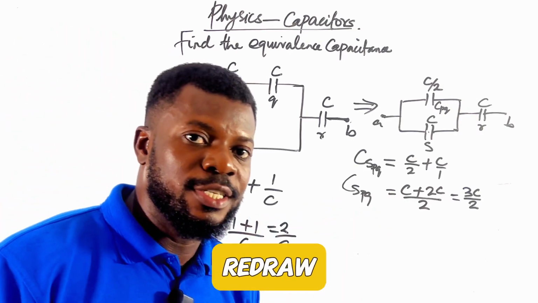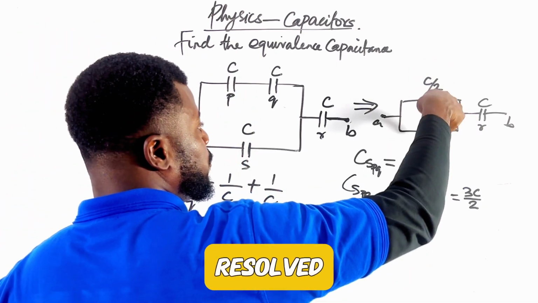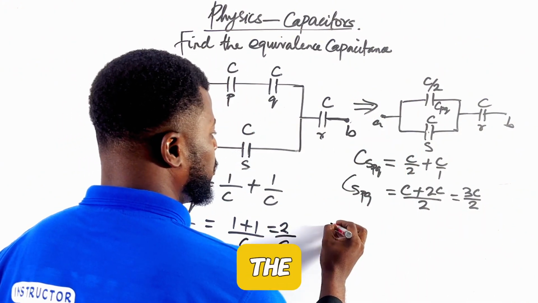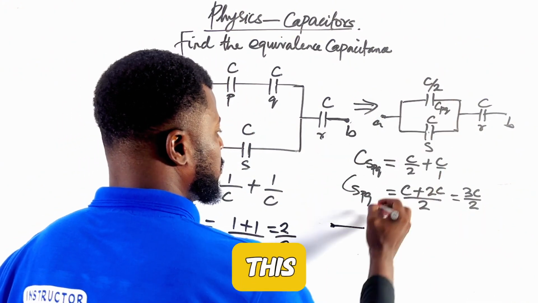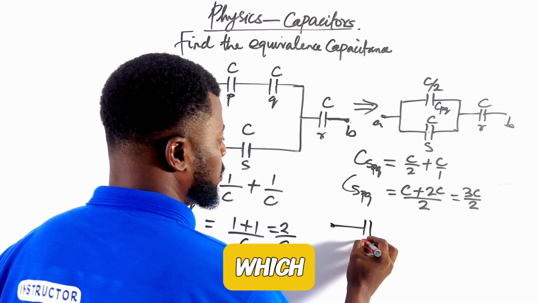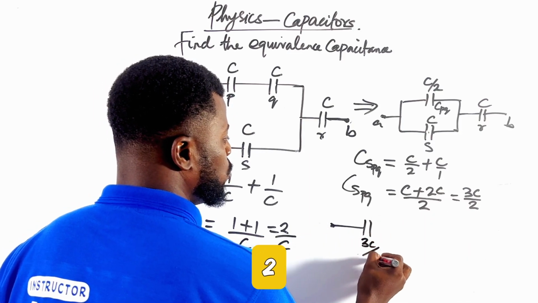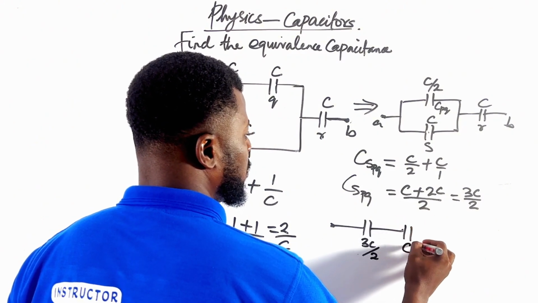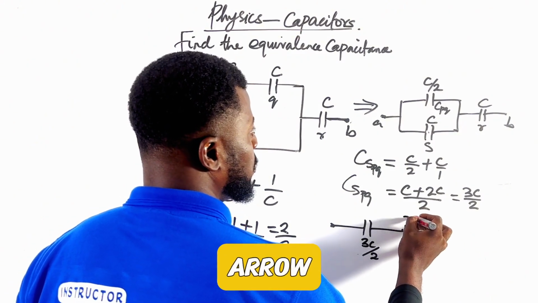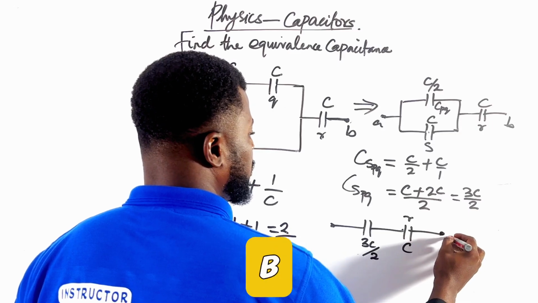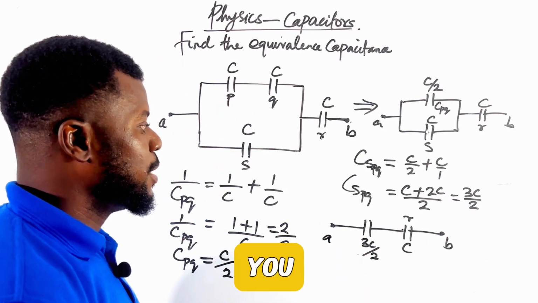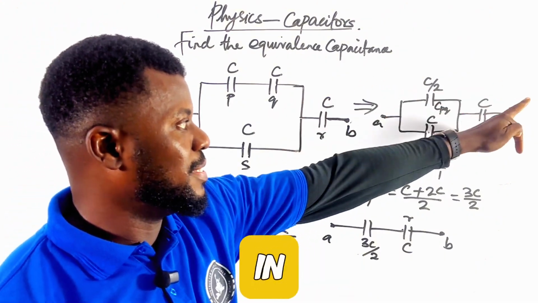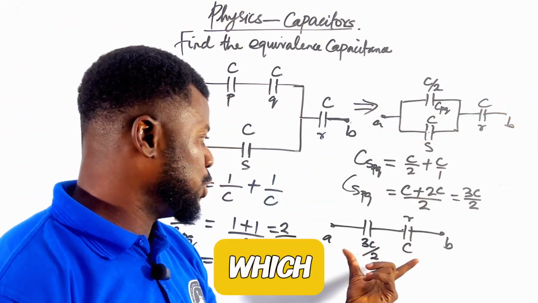Okay, so let's redraw the circuit again. Now I've resolved these two guys and I got this particular answer. So that means the circuit becomes, this is the point A, and I have this become this single capacitor, which is 3C over 2 connected to this other one, which is just C, and that's point R, and then this is point B. You can see that I've resolved this parallel connection, and then it is now in series with this particular C, which is what you're having now.